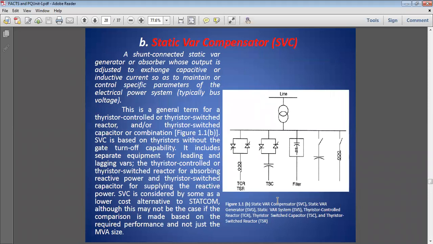Next is the static var compensator. All these static var compensators are connected in parallel, and it is less costly as compared to the STATCOM. A shunt connected static var generator or absorber whose output is adjusted to exchange capacitive or inductive current so as to maintain or control a specific parameter of the electrical power system. So there are different types of static var compensator.